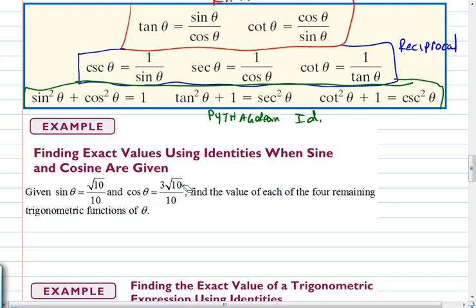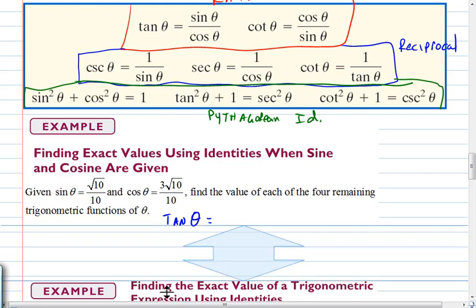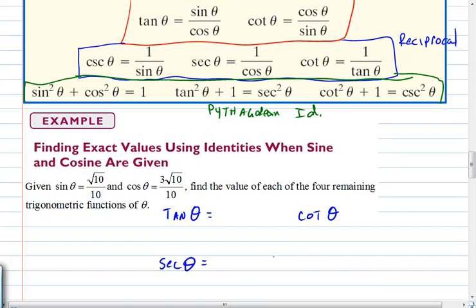Cosine of theta is equal to 3 square roots of 10 over 10. Find the value for each of the 4 remaining trig functions. We're going to find the value for tangent and cotangent, secant and cosecant.